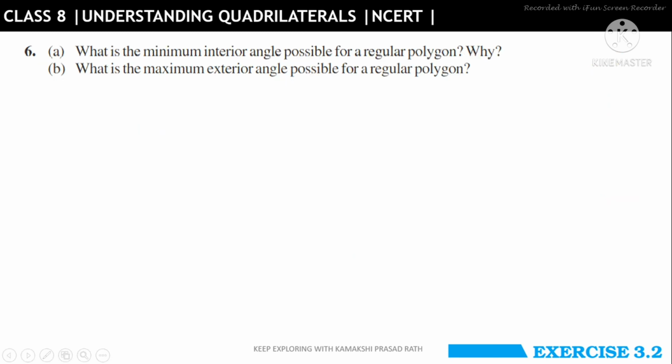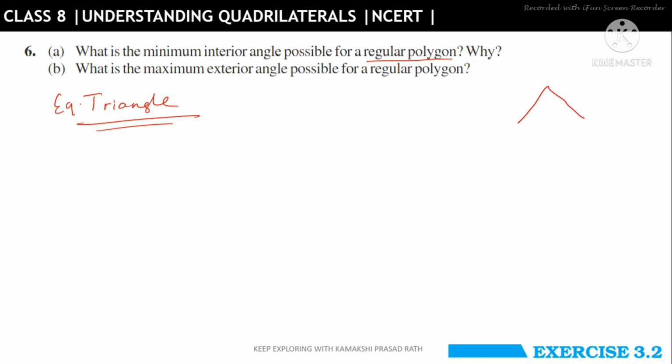Now the next question says, what is the minimum interior angle possible for a regular polygon? Minimum interior angle. We know that to find the sides of a regular polygon, we need the exterior angle. So what can be the minimum we have to find out? For that, let us find out what can be the minimum exterior angle. Suppose we take the smallest polygon. The smallest regular polygon is an equilateral triangle.